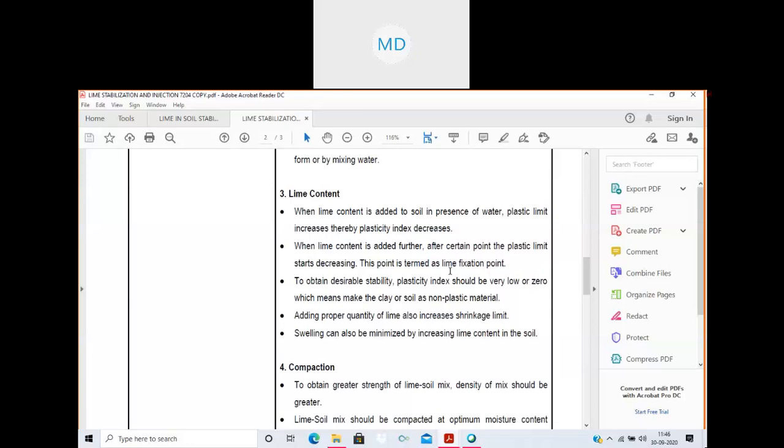So after achieving the lime fixation point, we should not add further lime. If we add further lime after this point, then the plastic limit will decrease and the strength gain will start decreasing. To obtain the desirable stability, the plasticity index should be very low or zero, which means making the clay or soil a non-plastic material. Adding a proper quantity of lime also increases the shrinkage limit. Swelling can also be minimized by increasing lime content in the soil. So these are simple. Go through this, it will be clearer.